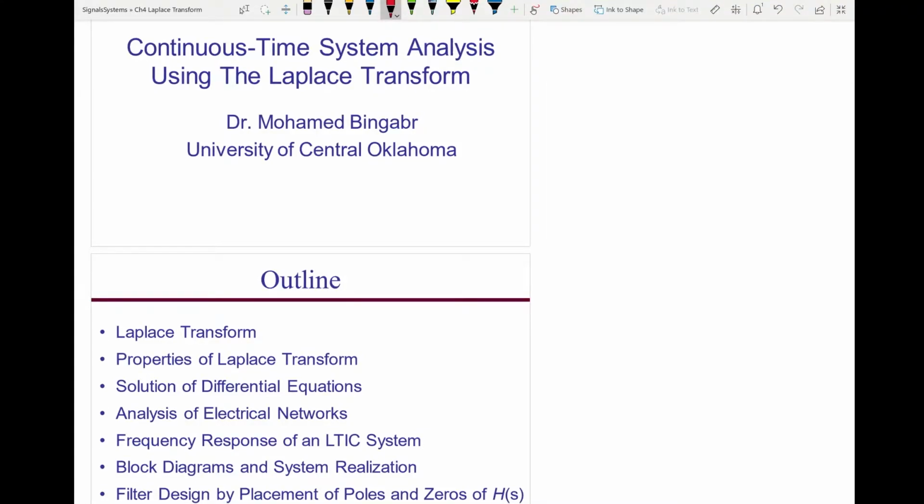Hello everyone. In the last two videos we talked about the Laplace transform and the inverse, in the third video we talked about the properties of the Laplace transform, and in the fourth video we talked about the solution of differential equations using the Laplace transform. Today we will be talking about the frequency response of a linear time invariant continuous system using the Laplace transform. Then we do the transition to the frequency response and see the difference between the two methods.